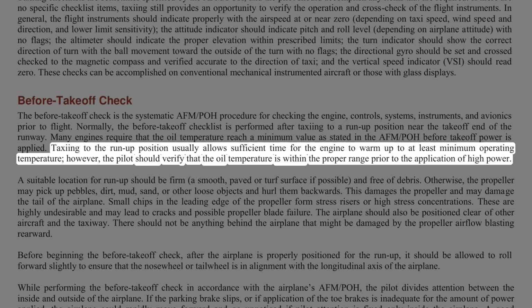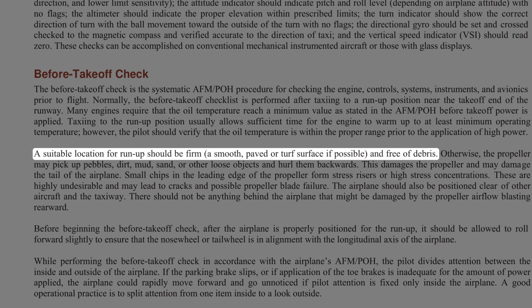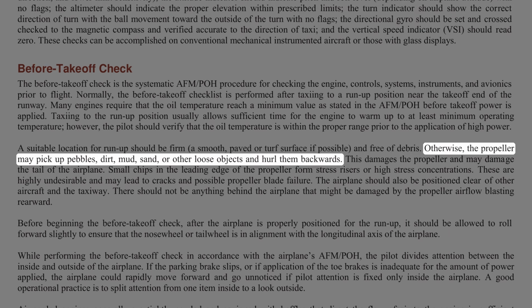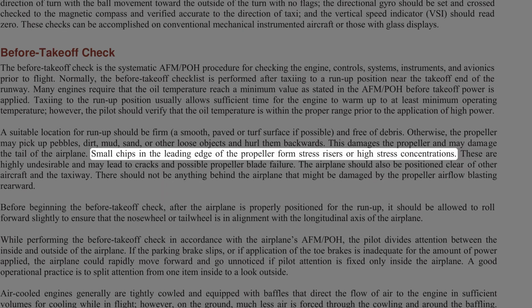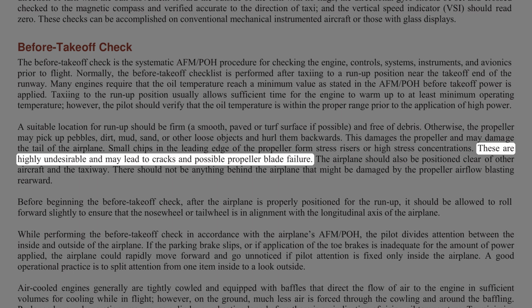A suitable location for run-up should be firm, a smooth, paved or turf surface if possible, and free of debris. Otherwise, the propeller may pick up pebbles, dirt, mud, sand, or other loose objects and hurl them backwards. This damages the propeller and may damage the tail of the airplane. Small chips in the leading edge of the propeller form stress risers or high stress concentrations. These are highly undesirable and may lead to cracks and possible propeller blade failure.